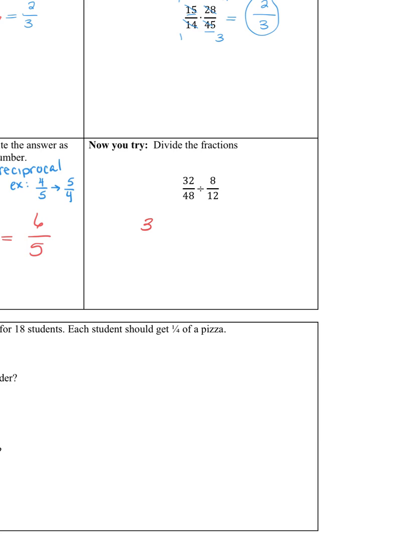So your first step would have been to write that as a multiplication of the reciprocal. And then let's see if we can cross-reduce here. So 8 and 32 are both divisible by 8, so it'd be 1 and then 4. 12 and 48 are both divisible by 12, so it would be 1 and 4. And 4 times 1 is 4. We actually get 4 divided by 4, which is 1.